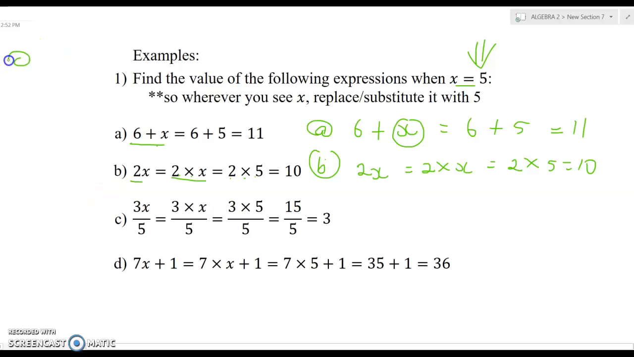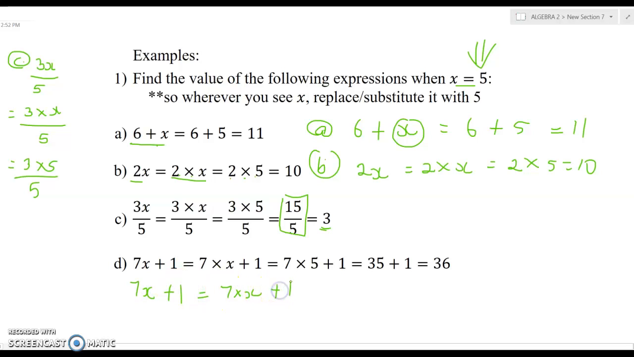Part C, so let's do part C up here. 3x over 5. Again, remember 3x is the same as 3 multiplied by x all over 5. Wherever you see the x, you're going to put 5. So 3 multiplied by 5 over 5. And that's how we get the 15 over 5. And that's 3. And the last one, 7x plus 1. Remember, 7x is the same as 7 times x. And then we're adding 1. Right? So wherever we see the x, we're going to replace it with 5. So 7 times 5 plus 1. So that's 35 plus 1. 36. Sorry, 36. I put 63. Right? So far, pretty easy.